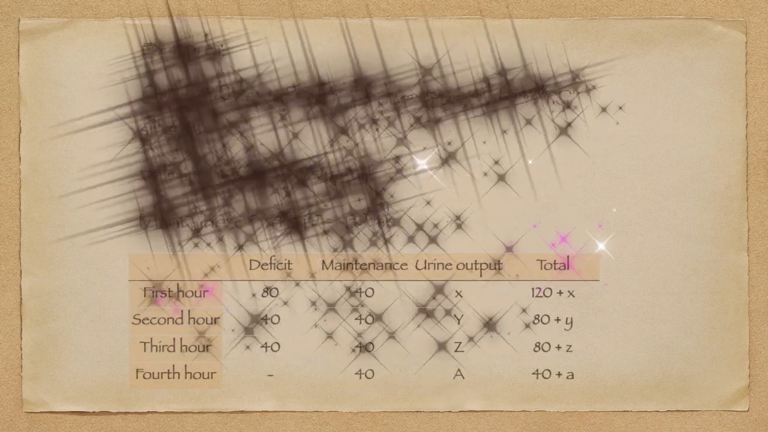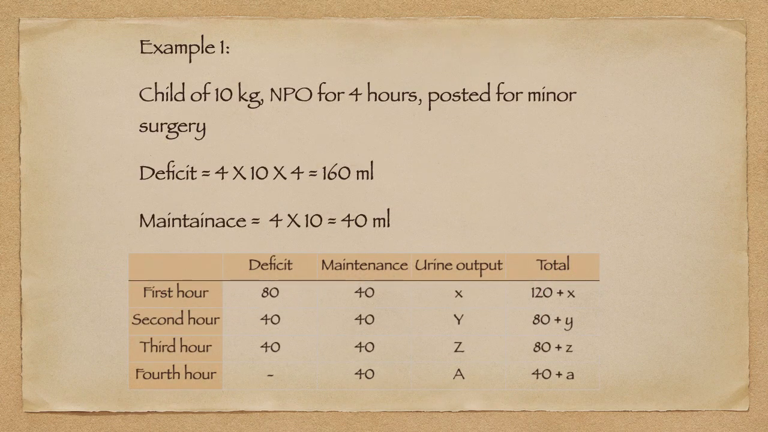Okay. So I will give one example: a child of 10 kg, NPO for 4 hours, posted for minor surgery. What will be the deficit? As you can see, number of hours of NPO, that is 4 hours, into weight, that is 10 kg, into 4, that is 160 ml. What will be the maintenance according to the 4 to 1 rule? For the first 10 kg, 4 into 10, that is 40 ml.